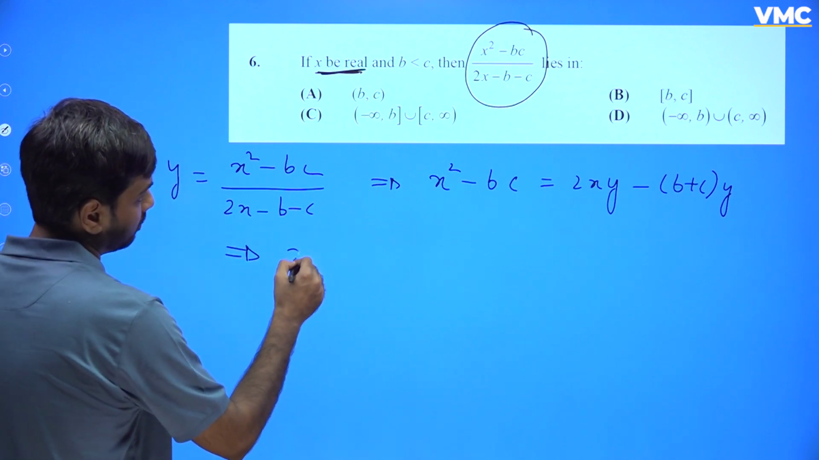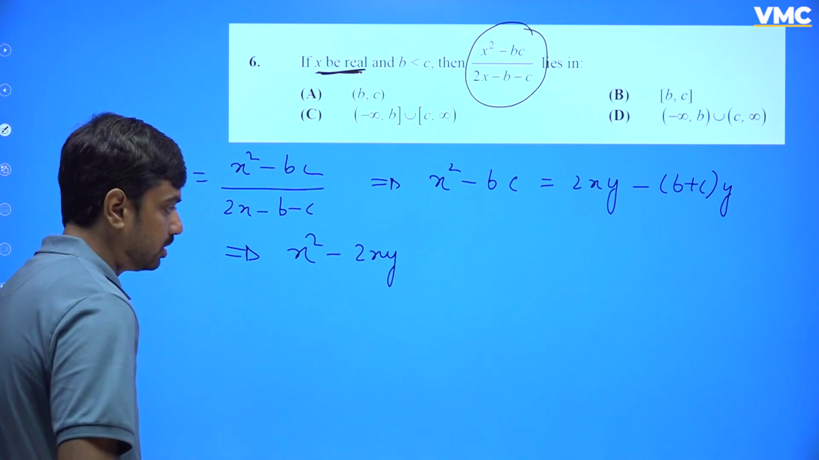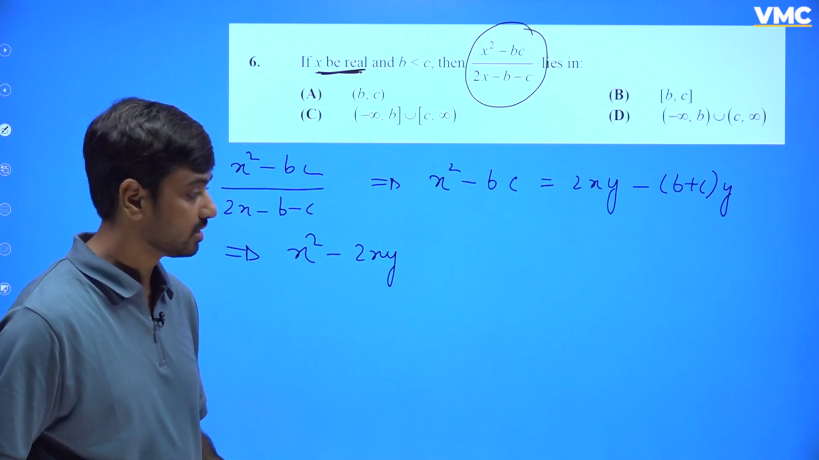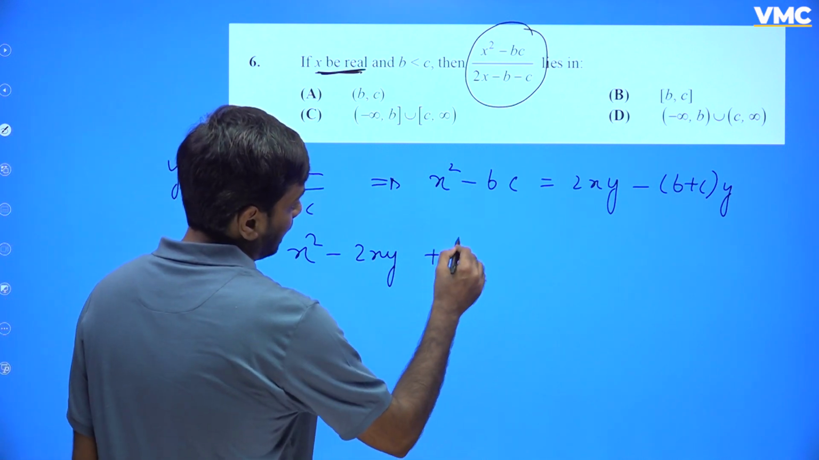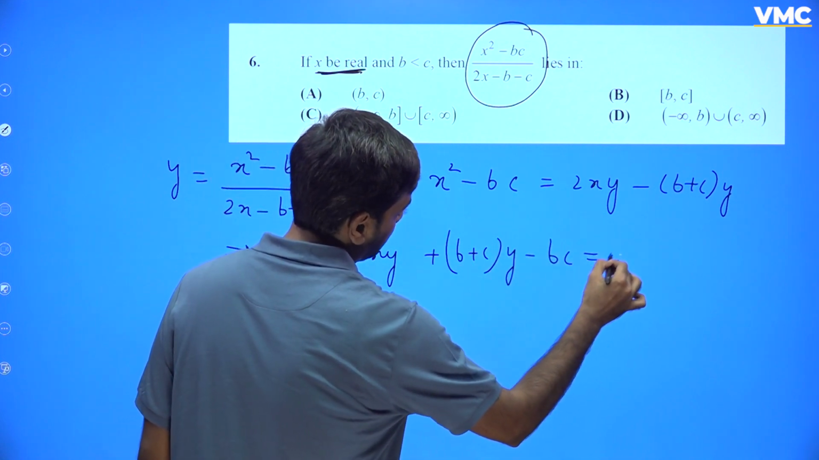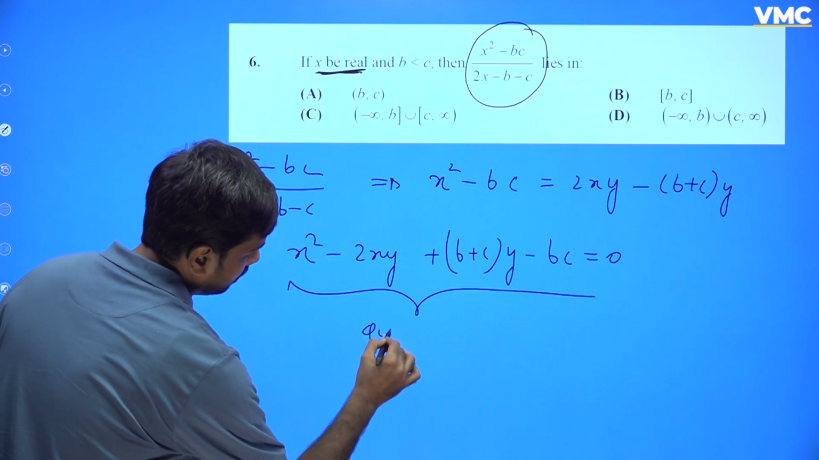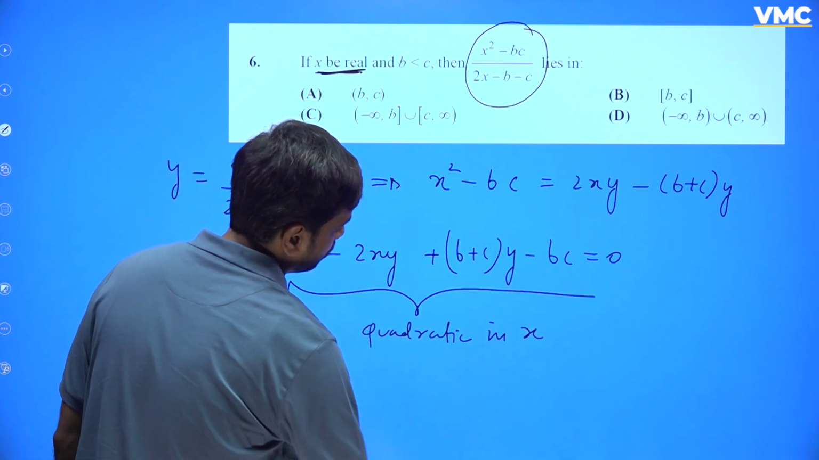So when you bring all at one side, I'm trying to make this equation a quadratic in x. So we have x square minus 2xy, then we have (b plus c) into y minus bc is equal to 0. So this is a quadratic in x.